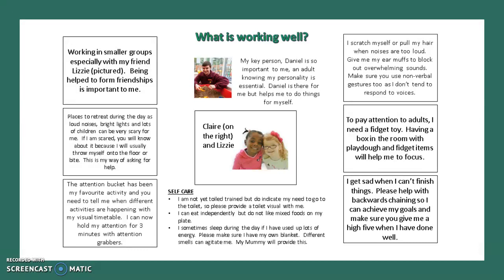So on the form, what is working well? So Claire has a key person currently called Daniel, who will most likely be supporting the transition, and he's very important to Claire. He's an adult that knows her personality, and knowing about Claire is essential to building that bond. Daniel is there for Claire, so he is a close trusted other, and he helps Claire to do things for herself.